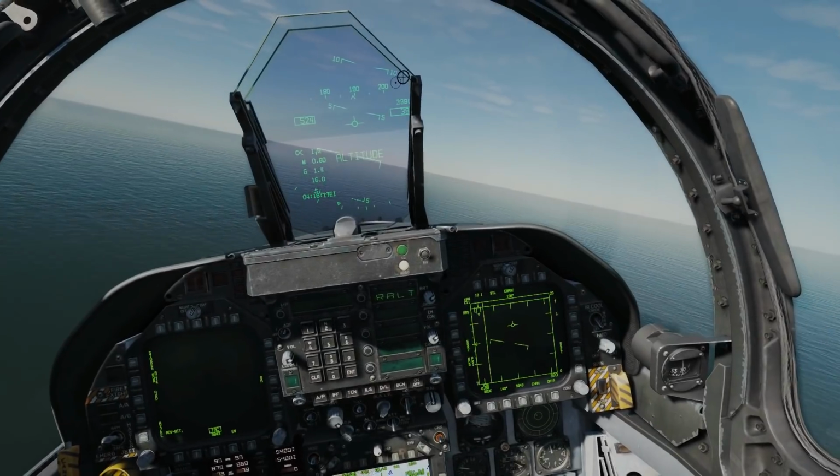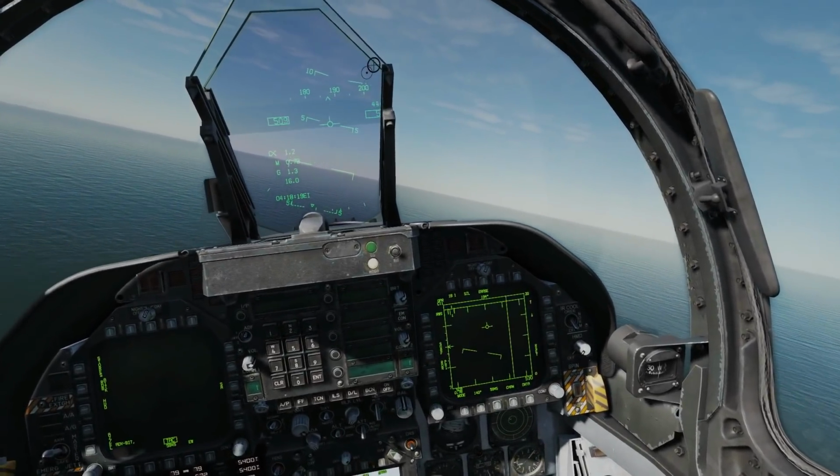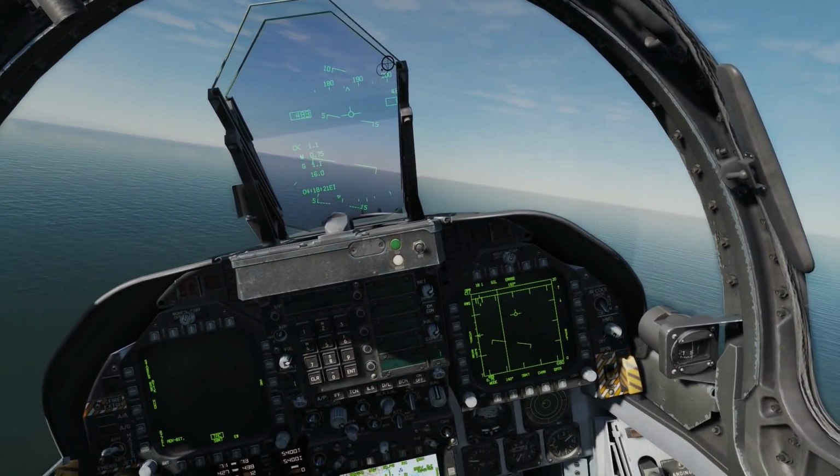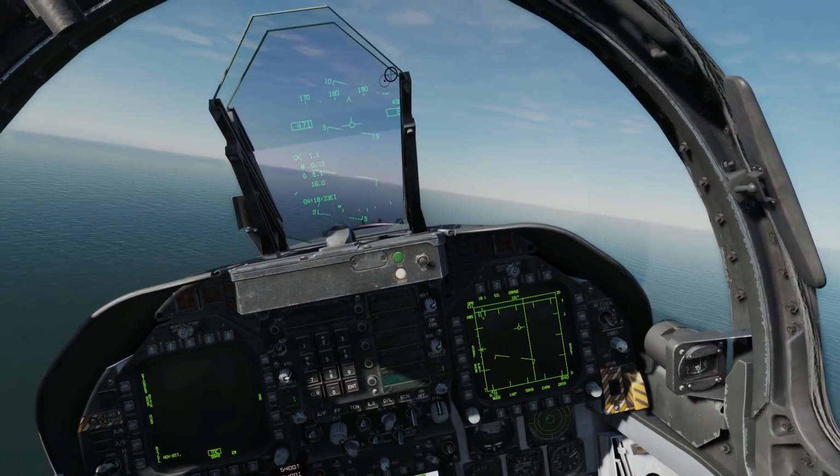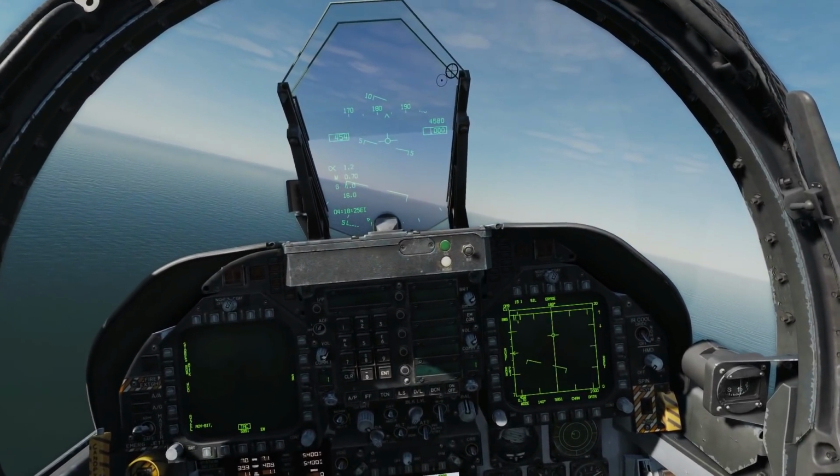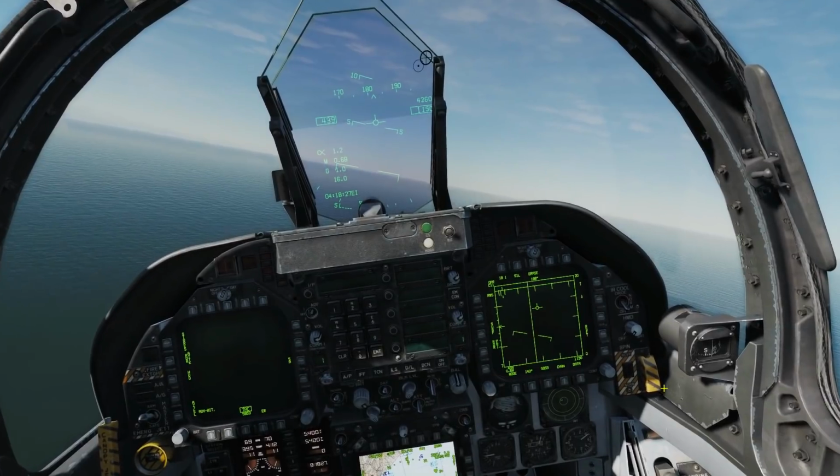So I've explored all of the sustained turn rates, or as near as, between 300 and 500 knots calibrated, and now we're going to do the same in the other two jets. Then we'll take the data through to Tacview and study it and see what we can get from it. So stand by for that.